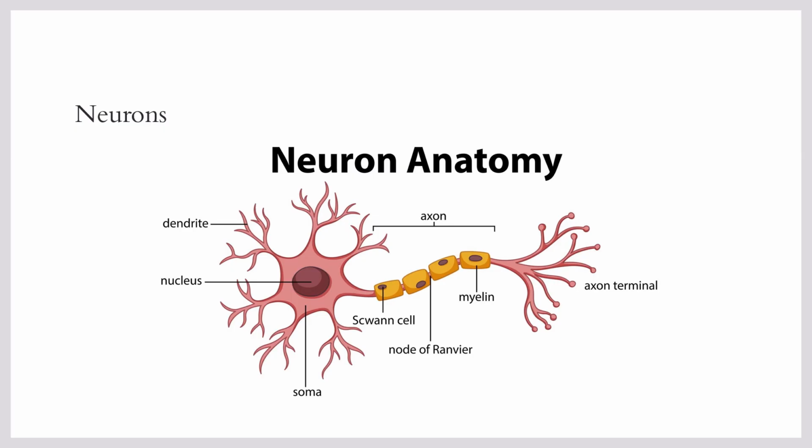So this is a picture of the neuron. Remember, the neuron is just that functional unit, right? That is like your major player in the neurological system. We're going to discuss a couple parts of the neuron.